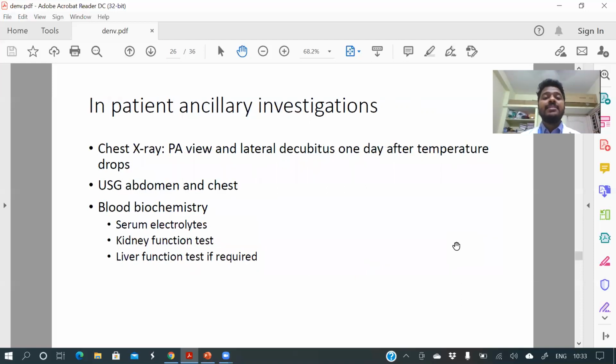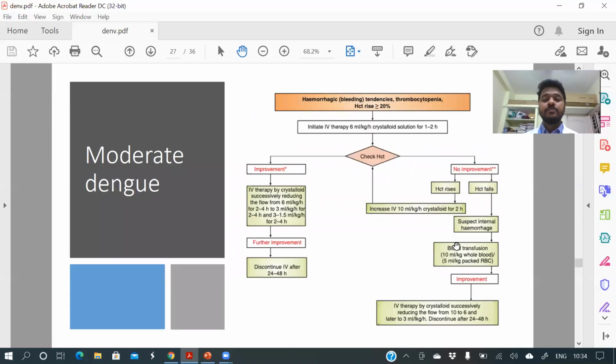In patients, ancillary investigations like chest X-ray PA view and lateral decubitus, 1 day after the temperature drops, are the investigations to pick up pleural effusion, and ultrasound can be done to pick up ascites. Blood biochemistry we can do. If a patient is having expanded dengue syndrome, they can have liver function test and kidney function test abnormalities, and then serum electrolytes also we have to see.